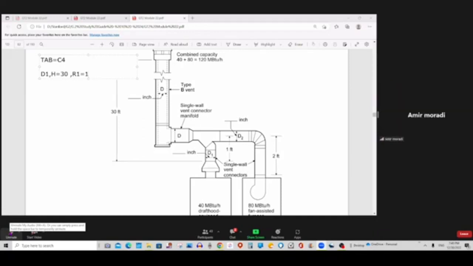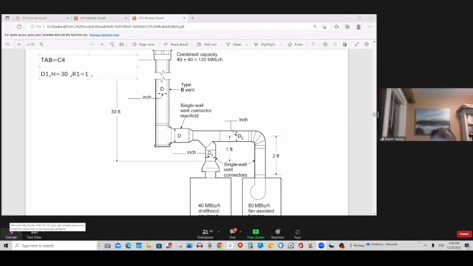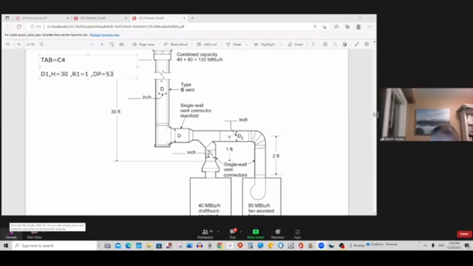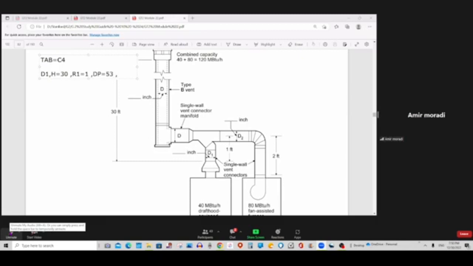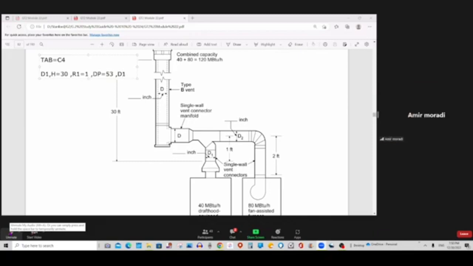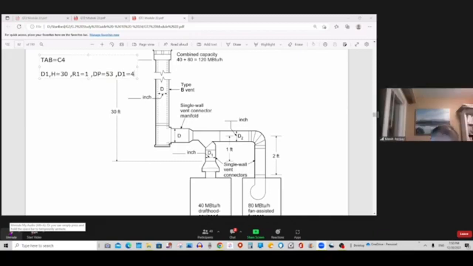So what's DP going to be equal to? Natural draft. DP is 40,000. It's going to be 53. It's going to be 4 inch. You got it, sir. 53. And then D equal to? 4 inch. D1 equal to 4 inch. Thank you, sir.